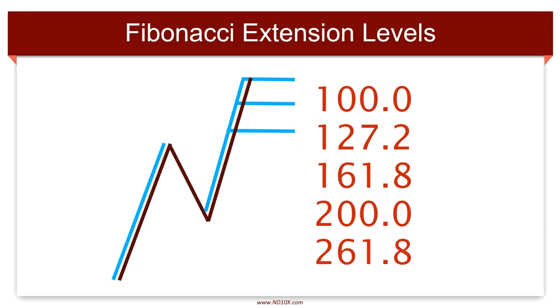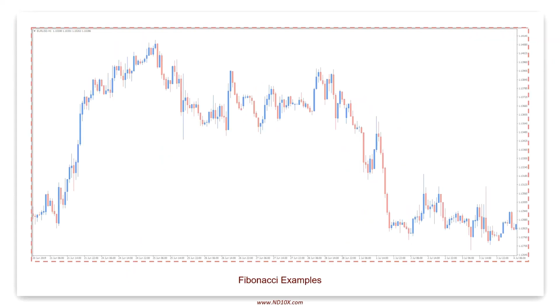Okay, in this case of Fibonacci expansion, we are going to look for the levels of 100%, 127.2, 161.8, 200, and 261.8. So keep in mind that with Fibonacci expansion, we are going to really measure the previous trend move and compare it with the current trend move. And our goal is to see at least equal legs between the previous move and the current move. Let's look at a few examples.